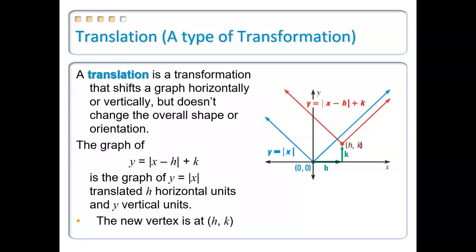It is a shift horizontally or vertically, again not changing the overall shape or orientation of the graph. We will still have a V-shaped graph, even though we're moving the vertex.